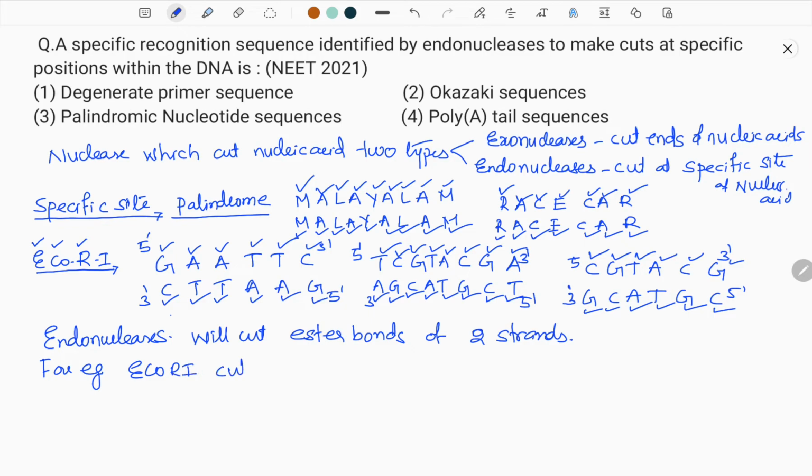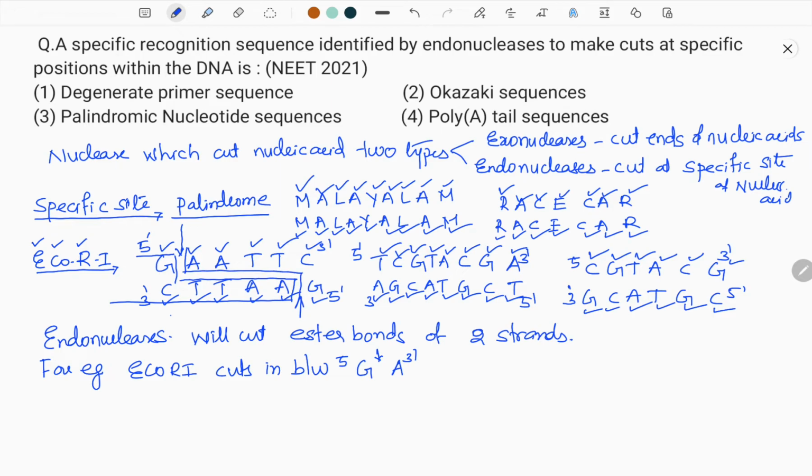So EcoRI cuts in between G and A from 5' to 3'. It cuts the ester bond in between G and A from 5' to 3'. Here I take the same diagram; it cuts here and it cuts here. On both sides it will cut the ester bonds. After cutting, the cut fragments are made like this.